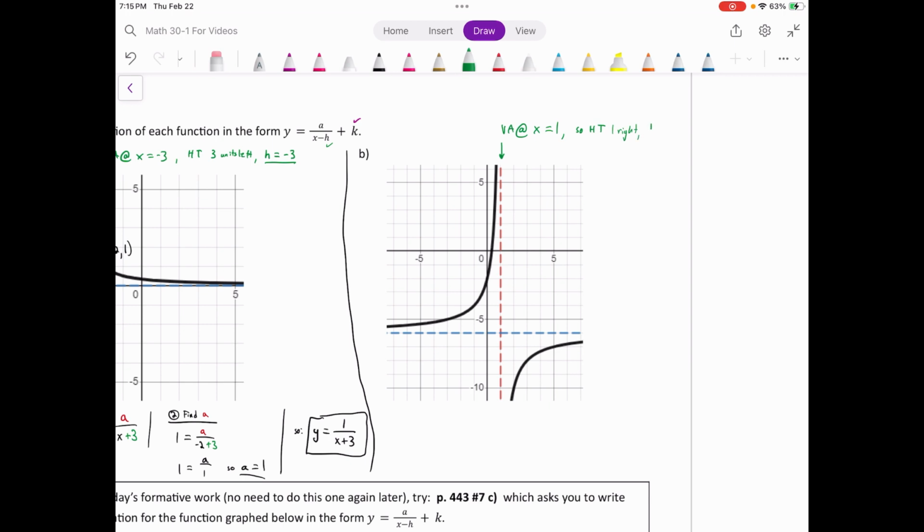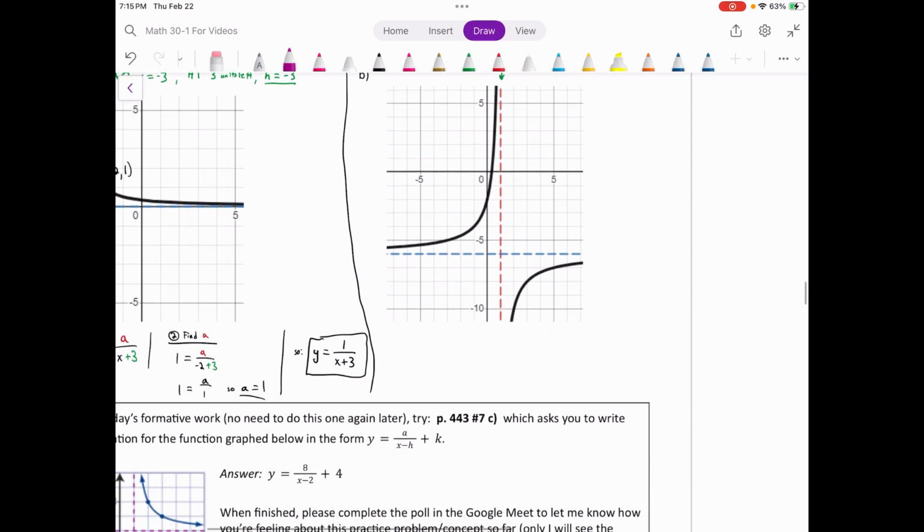And therefore, our h is positive 1. Okie doke. What about k? Well, k comes from our horizontal asymptote, because again, for y equals 1 over x, it would be at y equals 0, but it's not. It's down here at negative 6. So it's been translated 6 units down.